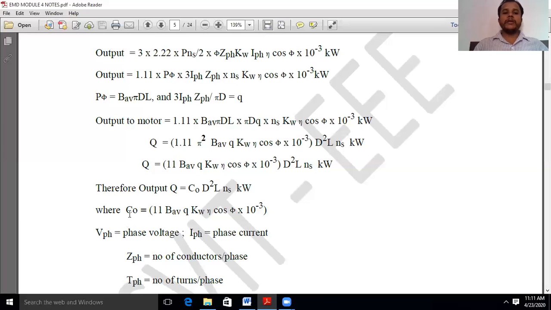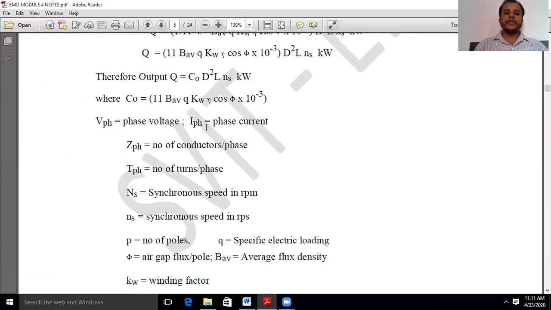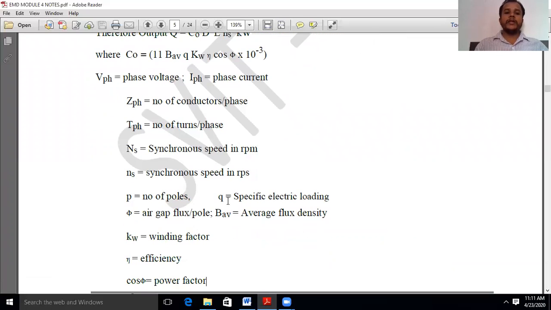Now the C naught, as in the case of the DC motor we have seen, is the output coefficient, given by 11 Bav q Kw eta cos phi 10 raised to minus 3. Now we'll see the different parameters we have taken. V phase is phase voltage, I phase is phase current, Z phase is number of conductors per phase. T phase is number of turns per phase, N is synchronous speed in RPM, small n is synchronous speed in RPS, and P is number of poles.